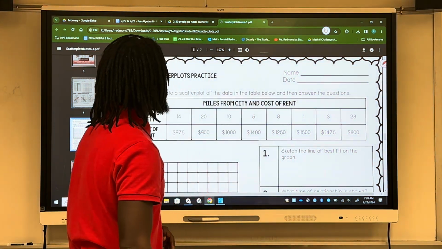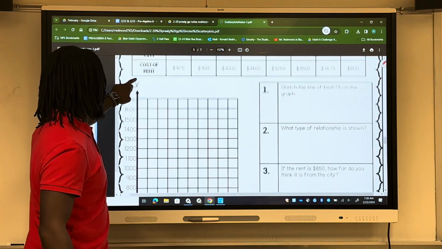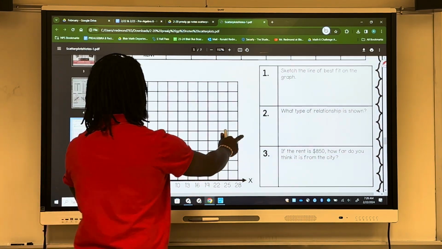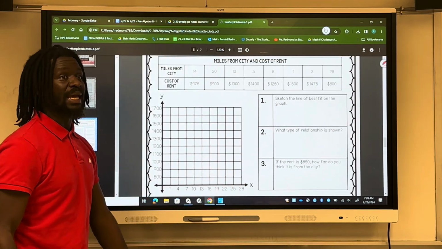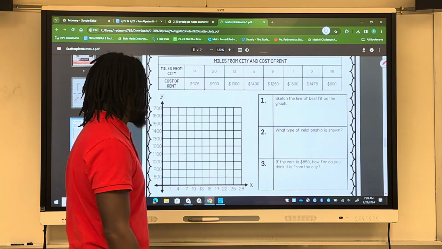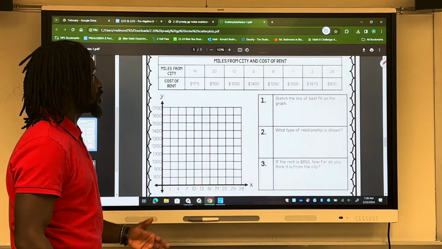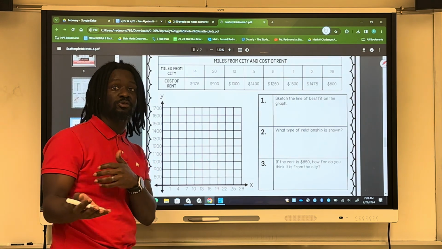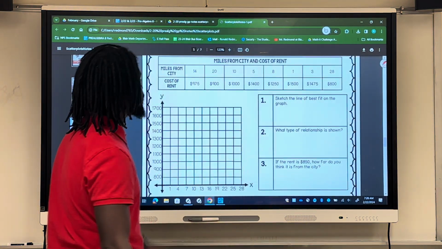All right, so questions, this is just some time to practice. I've labeled the axes for you. I want you to go ahead and plot these points on your graph. Then we're going to answer some questions about them, all right? So this is your practice. Just use the notes that we just took to help you, but this should be pretty straightforward.